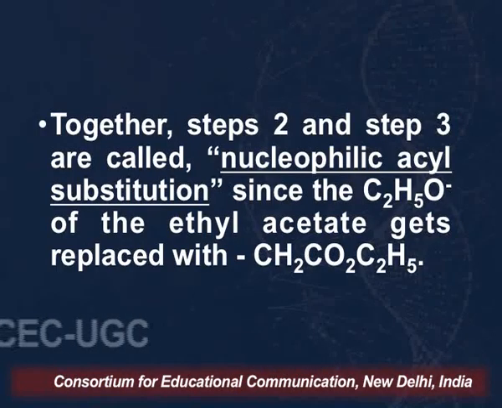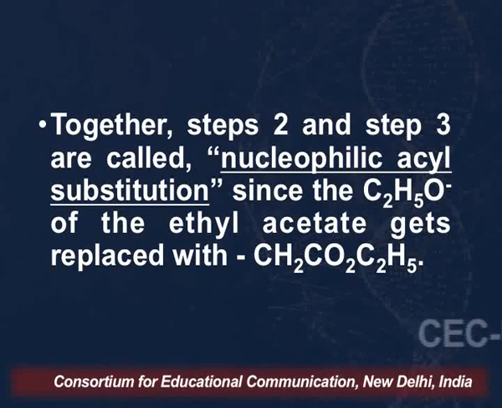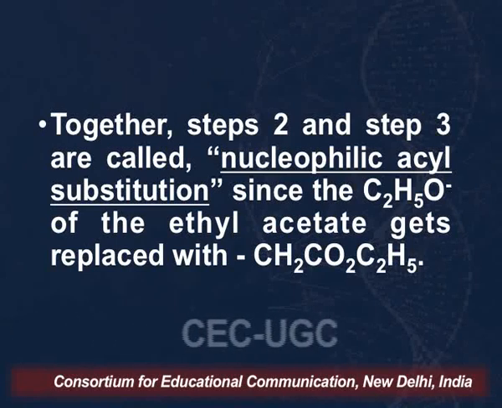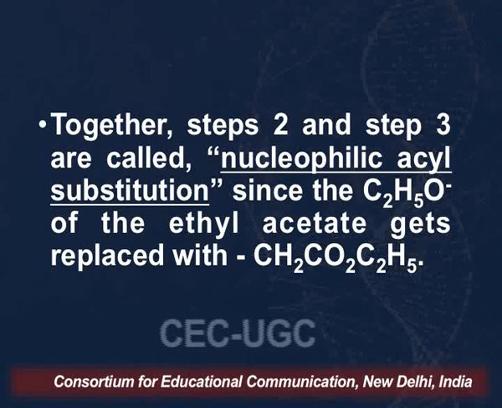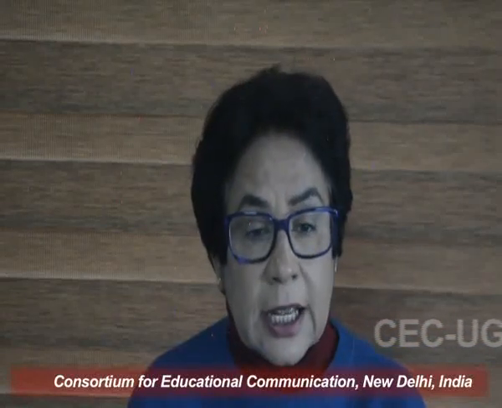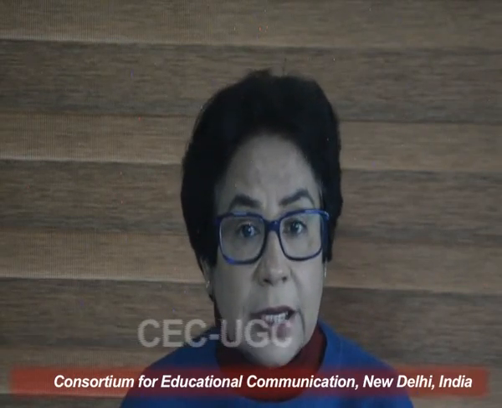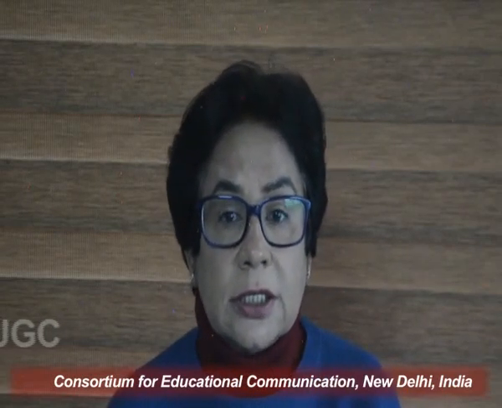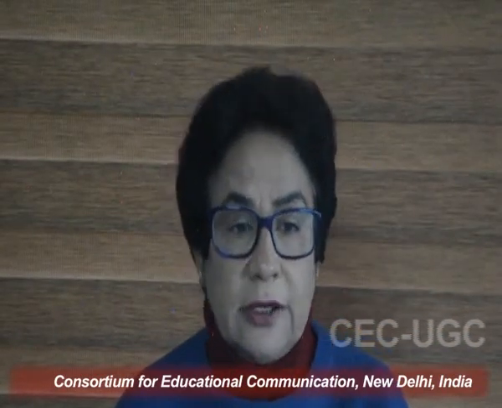And now in these two steps, in the elimination reaction, you have to keep in mind what is happening. The ethoxide ion of the acetate gets replaced with the CH2COOC2H5 group, resulting in the formation of ethyl acetoacetate. But the point to be noted here is that in this process, a strong base is being eliminated, which is your ethoxide ion. So now a question is there. We've already got ethyl acetoacetate. What is the need to bring about acidification?